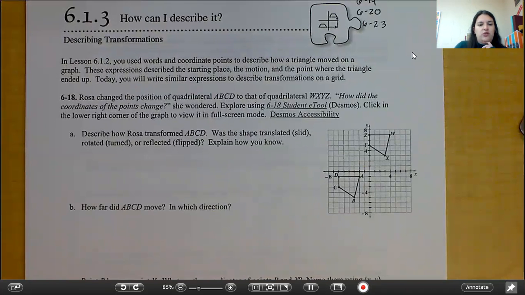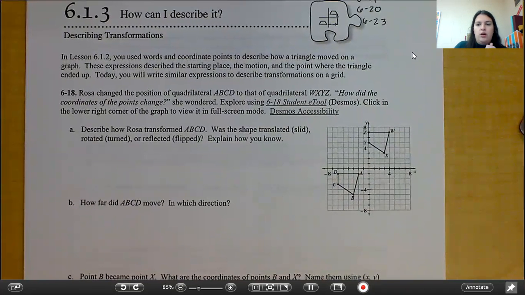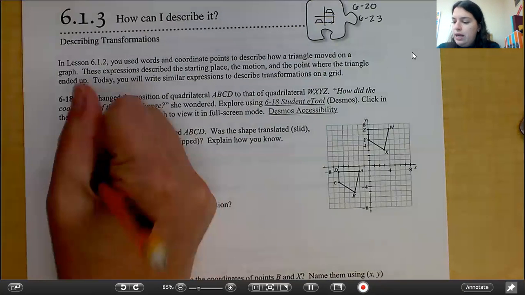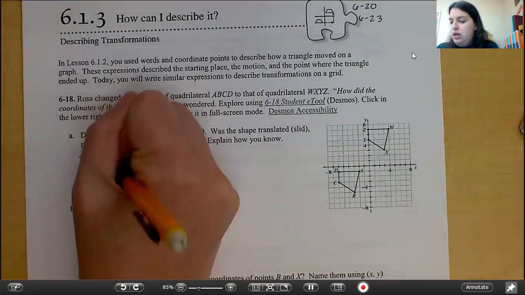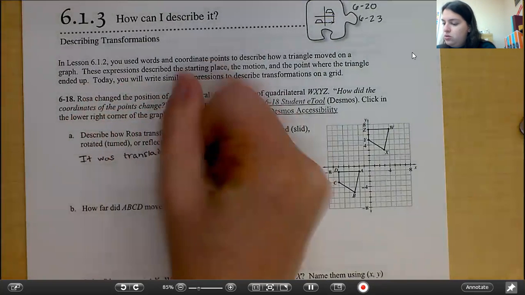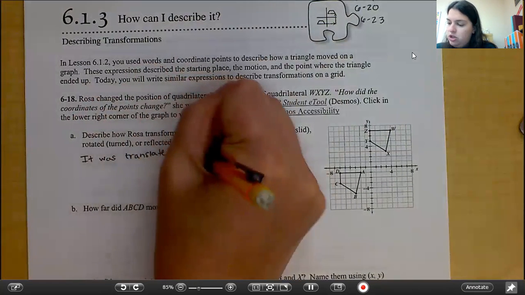Part A, describe how Rosa transformed ABCD. Was the shape translated, slid, rotated, turned, or reflected, flipped? Explain how you know. So go ahead and pause the video and answer that question right there. Okay, if you are back with me, hopefully you answered that. It was translated, so translated should have been your answer. Translated, because the orientation did not change.